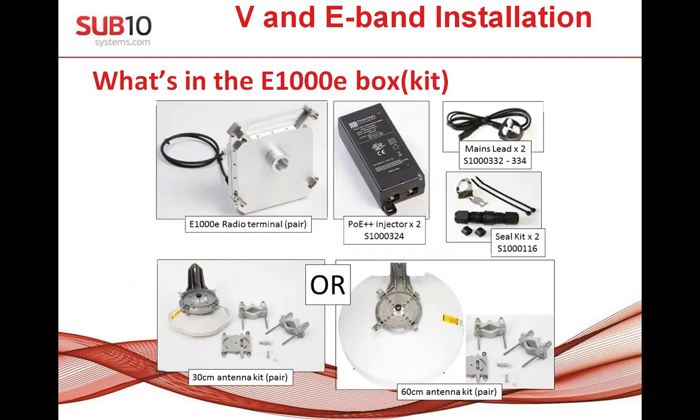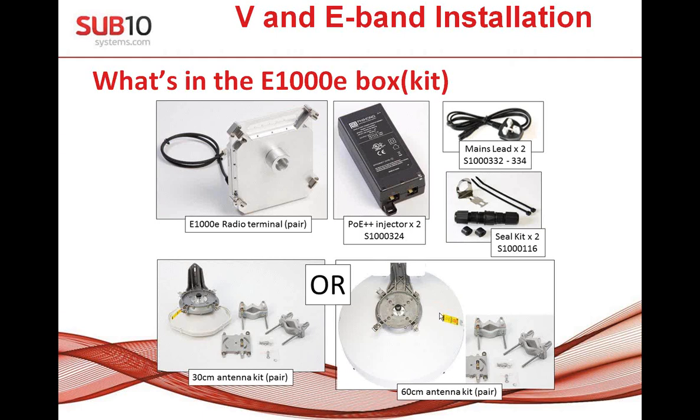The E1000 is a little bit different. You have one box. When you receive the ODU, again, two pieces. One will be terminal A and the second will be terminal B. Two power injectors, two power cords, and also two seal kits. And then based on your link, on your application, whether it's, I don't know, 500 meters or 1.5 kilometers, you order antennas, or you select the antenna. It can be either two 30 centimeter antennas or two 60 centimeter antennas.